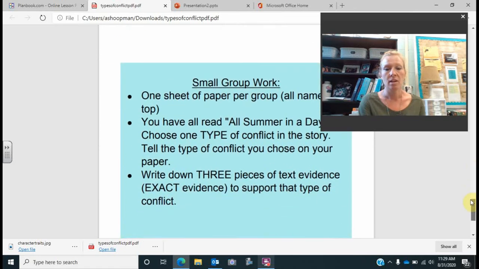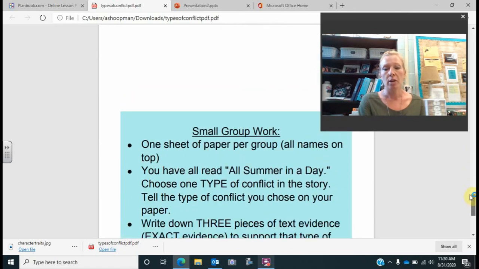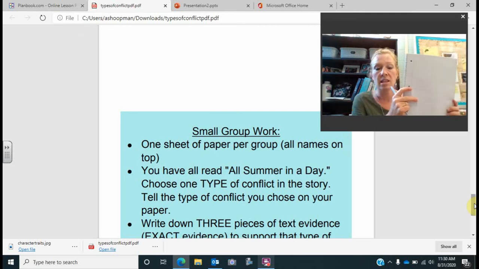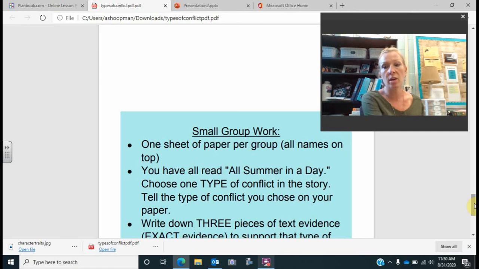All right. The next one we did was small group work. Now, you obviously are not working in a group, but you still need to do this part. So we're going to the next page in our notebook then, and this is going to be All Summer in a Day conflict. So All Summer in a Day was the story that you read for your pretest. So this was the one about Margot being trapped in the closet on Venus, and she wasn't able to see the sun.